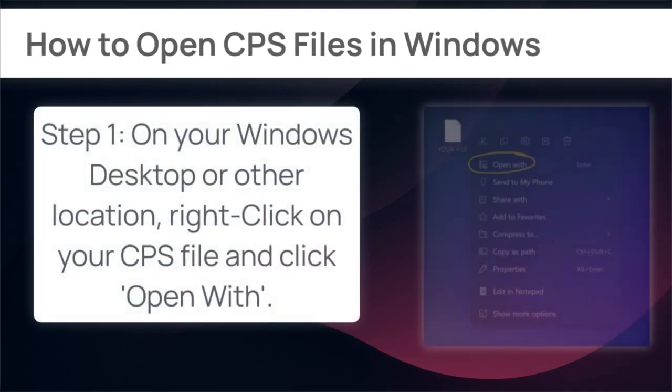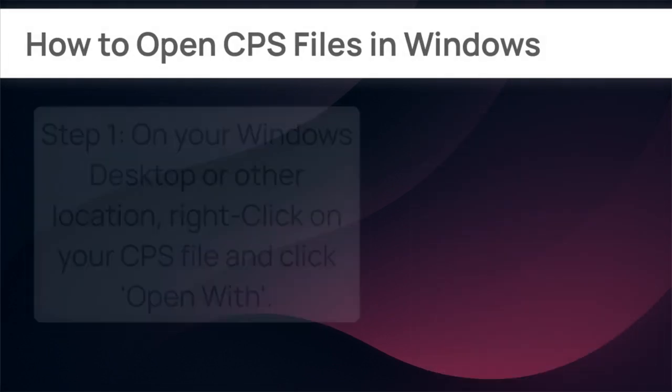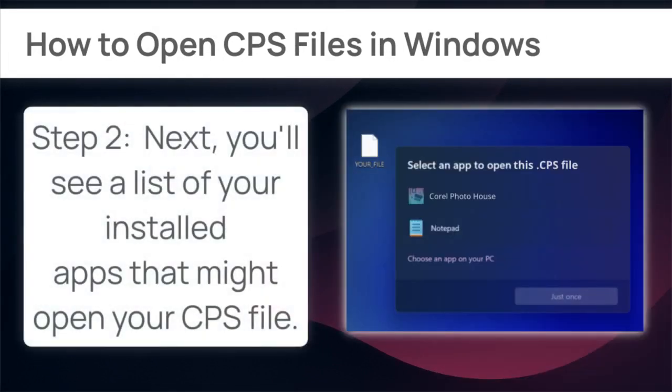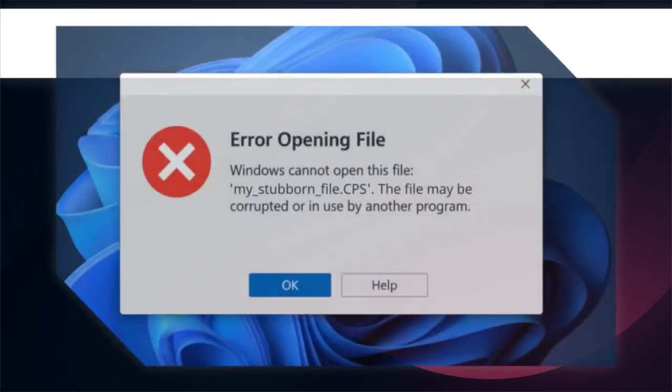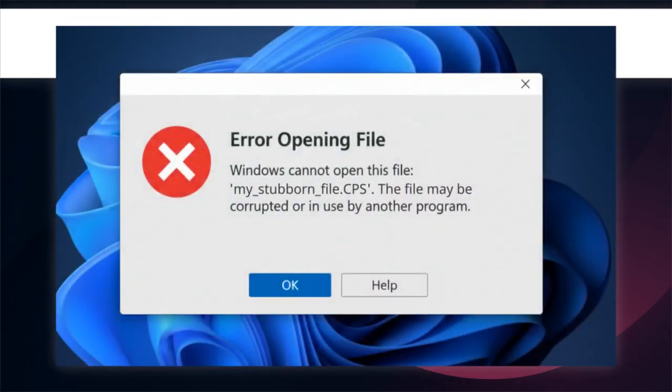Open the menu by right-clicking your CPS file and choosing Open With. Try Corel Photo House first. If it's absent, select another program. This trial and error process is essential for troubleshooting. If your CPS file is not opening yet, that is normal.